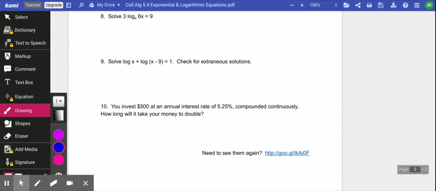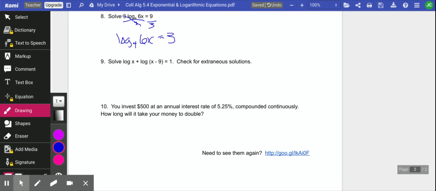For number 8, we want to solve 3 log base 4 of 6x equals 9. So we're going to start by getting rid of that 3. We don't really need it there. We can divide both sides by 3. So we have log base 4 of 6x equals 3.